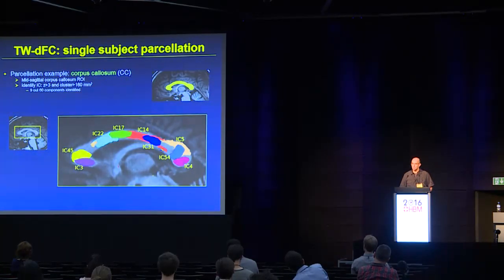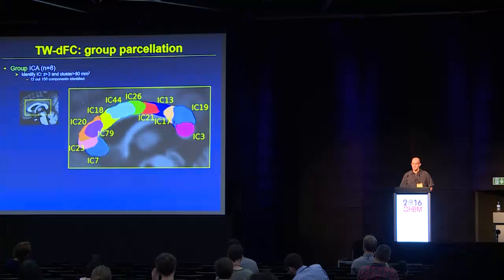So those 9 components there. You can do that for each subject, or you can do group ICA. And you get, now this is the result from the group analysis. And again, you can get a parcellation of the corpus callosum based on the structural and functional information and the temporal functional information.